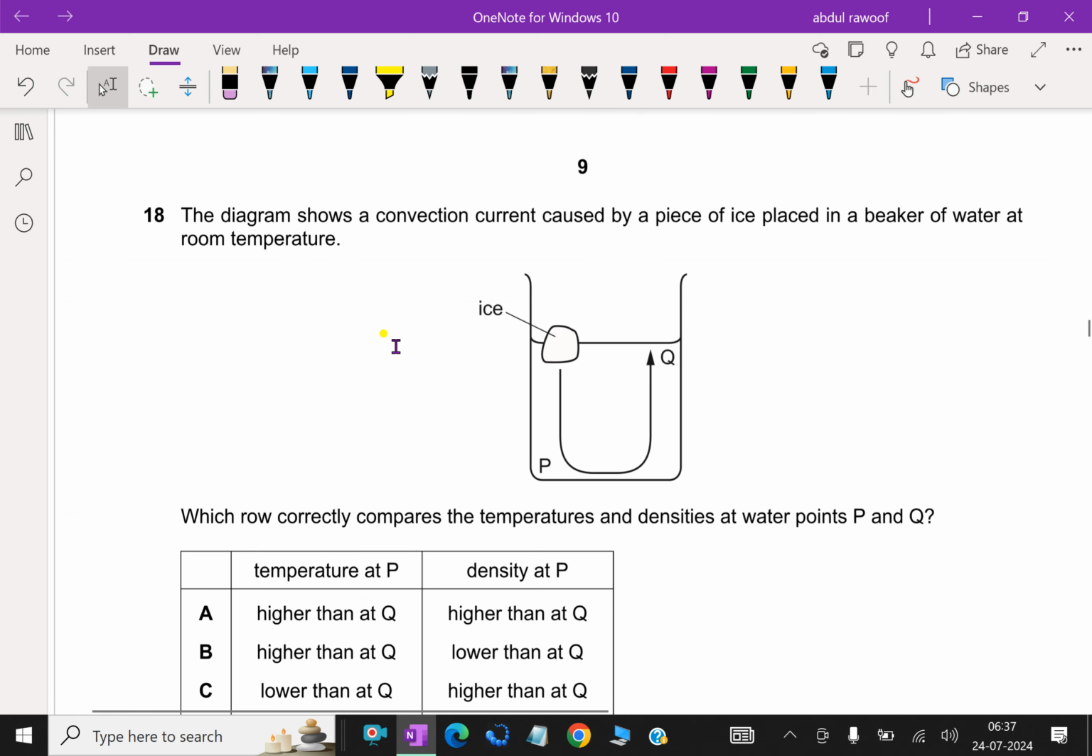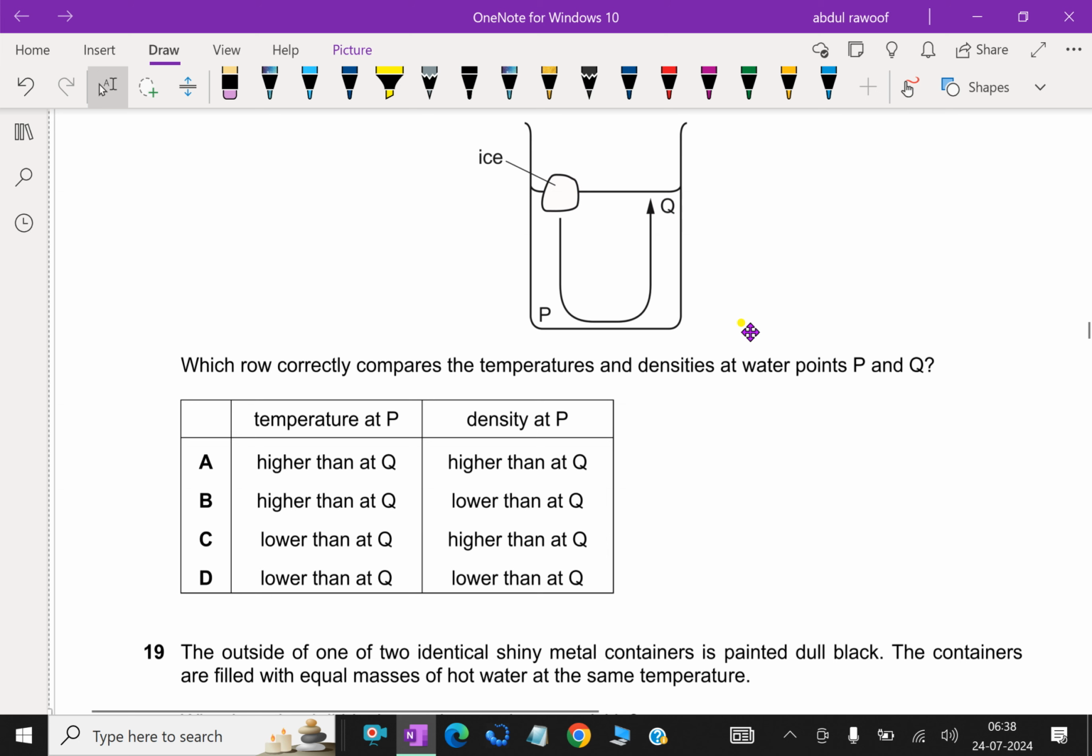Next question. The diagram shows the convection current caused by a piece of ice placed in a beaker of water. Look here at the ice: the top surface is cooler, which means point Q is cooler than point P. Which row correctly compares the temperatures and densities of the water at P and Q? The temperature at P is higher than Q, so the first two options are possible. Density at P is higher? No, density is lower, because P is a little hotter than the top surface Q. So the temperature at P is higher than Q and the density at P is lower. Option B is correct.